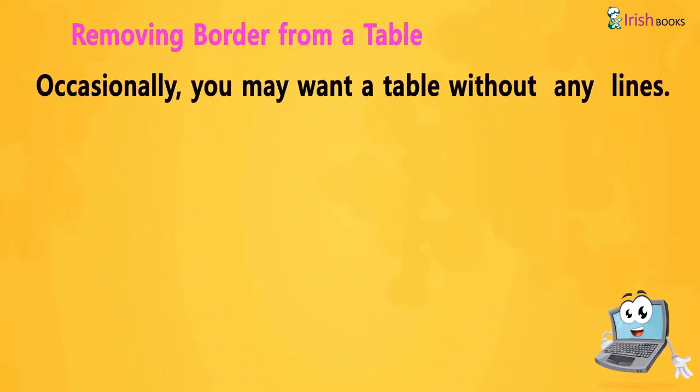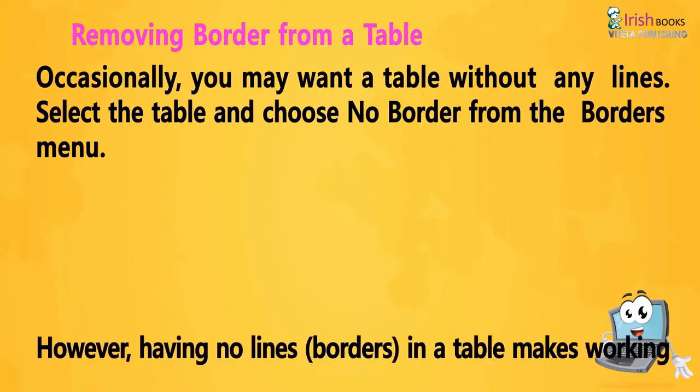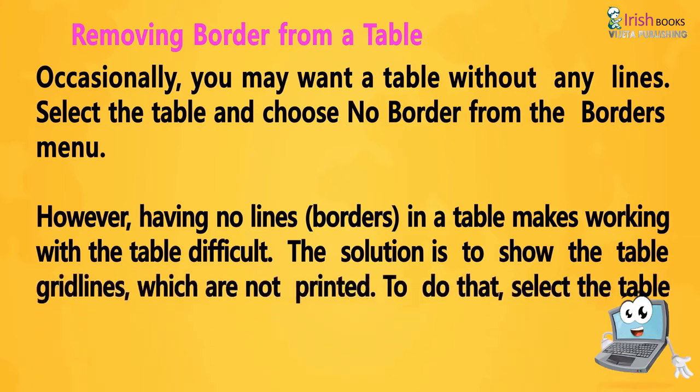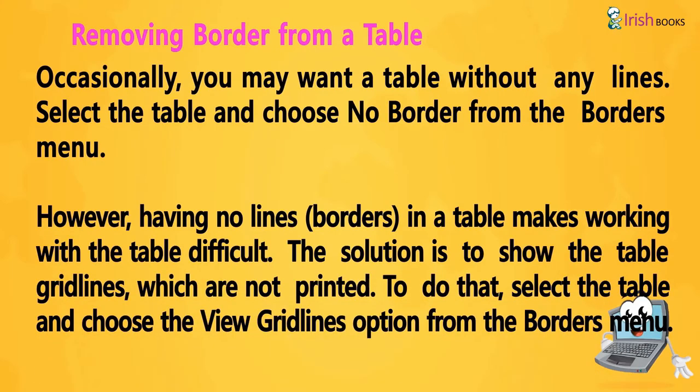Removing border from a table. Occasionally, you may want a table without any lines. Select the table and choose No Border from the Borders menu. However, having no lines or borders in a table makes working with a table difficult. The solution is to show the table grid lines, which are not printed. To do that, select the table and choose the View Gridlines option from the Borders menu.